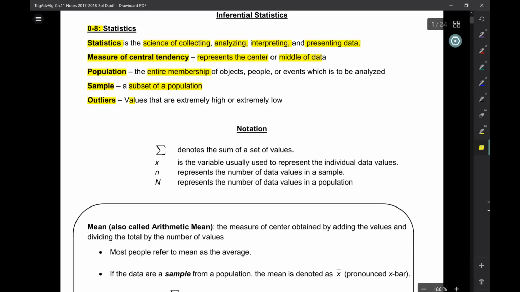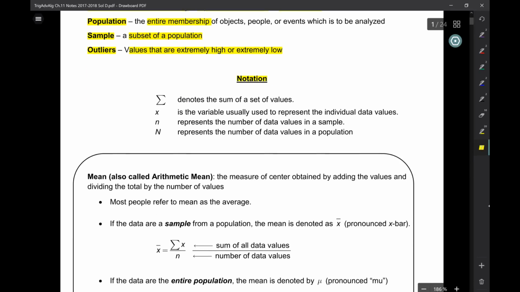Outliers are values that are extremely high or extremely low. So for example, if an average on a test was an 83%, and let's say all the scores on a test were from 70 to 100, and somebody scored a 15%, you can just take that 15% out of the equation. That's an outlier.